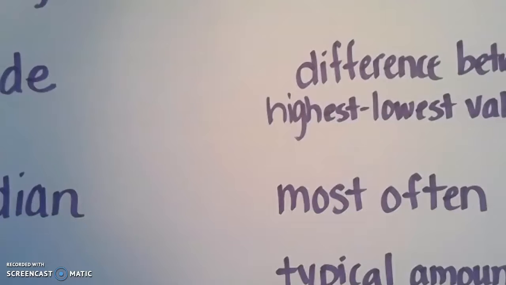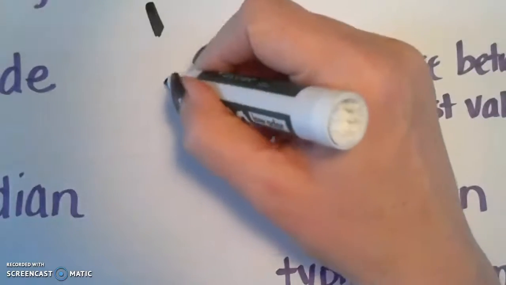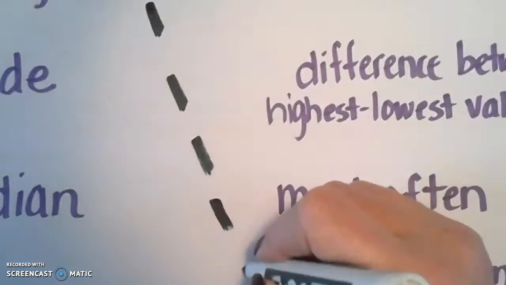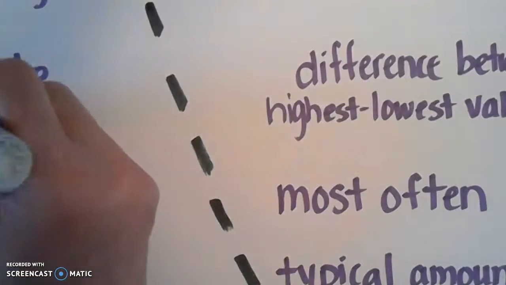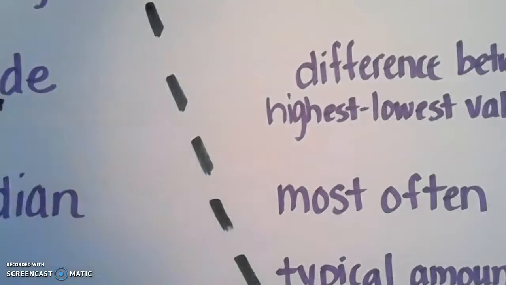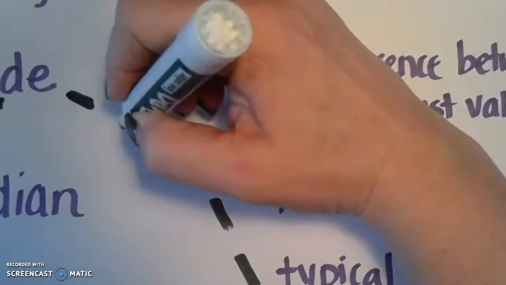All right, now that you have some time to think about it, let's start with the first one, average and mean. Which one of these definitions on the right did you think matched it? If you chose the typical amount for that group of data, you would be correct. Next one we have over here is mode. Now the way I remember mode is MO. MO is the number that occurs most often.